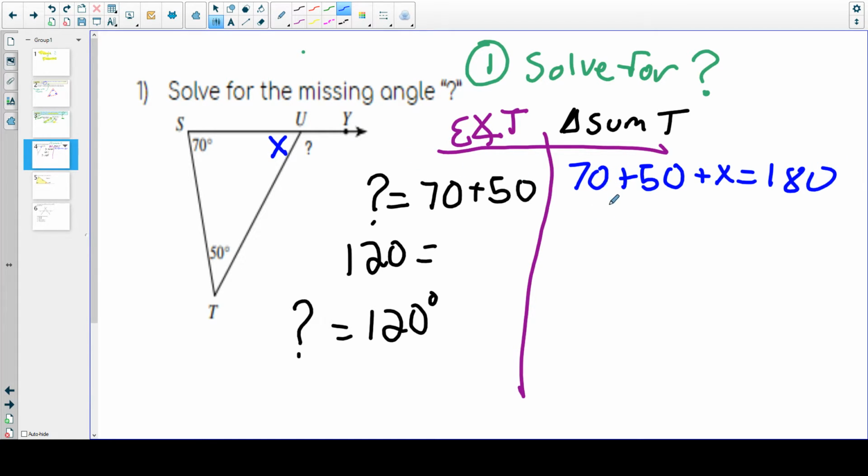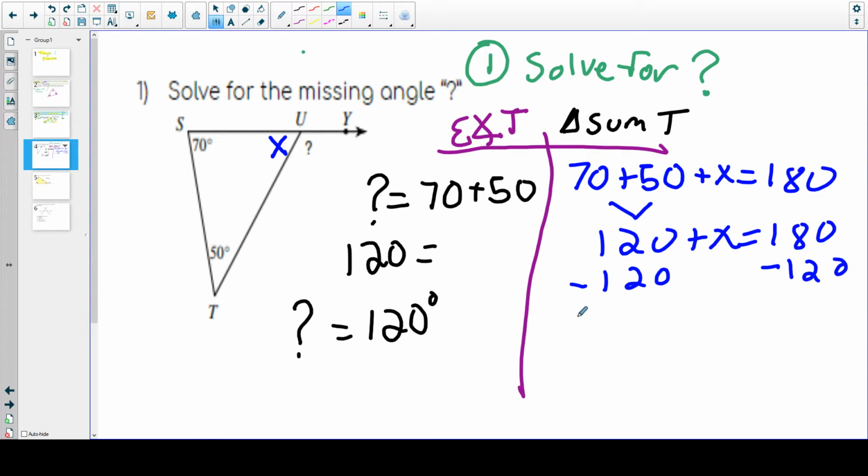Now, when we add these two together, you get 120. Whoa, it's the same answer, but we'll get there in a second. Plus x equals 180. And if we want to solve for x, we can subtract 120 on both sides, and you get x equals 60 degrees. Now you might be asking yourself, Mr. D'Souza, well, how does that help me?